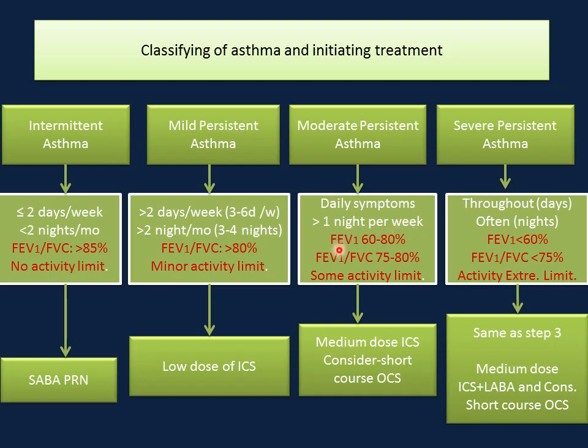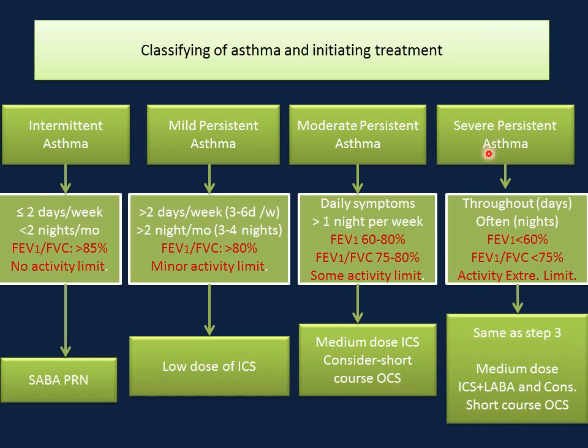And the pulmonary function test here is worse: FEV1 60 to 80% and FEV1 to FVC ratio 75 to 80%. There is some limitation with activity. The best treatment here is a higher dose or medium dose of inhaled corticosteroid, and consider a short course of oral corticosteroid, especially if the child is having an acute asthma exacerbation.